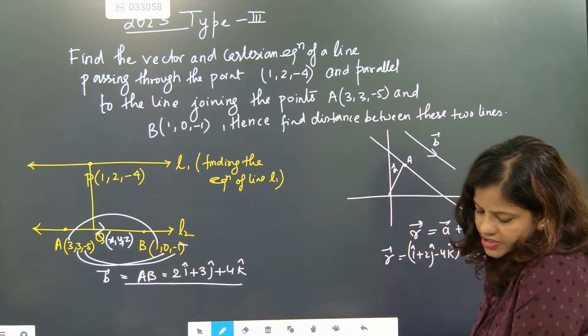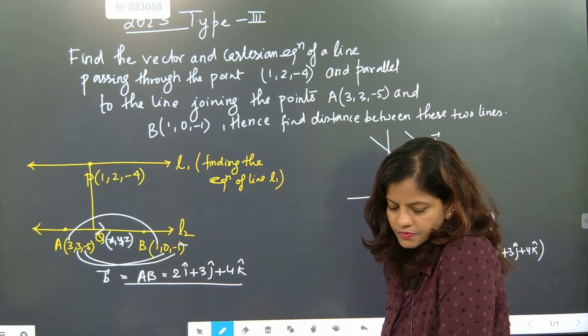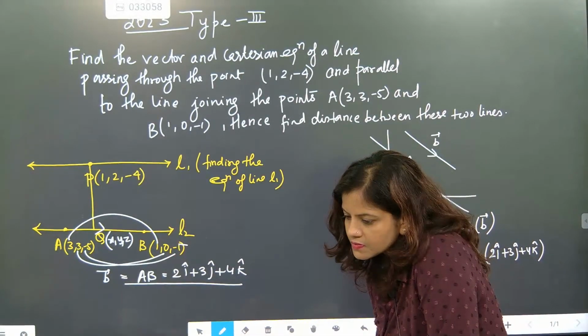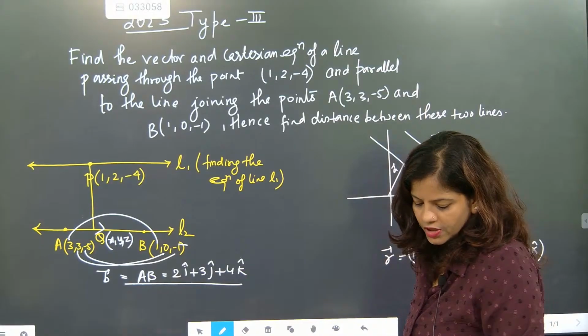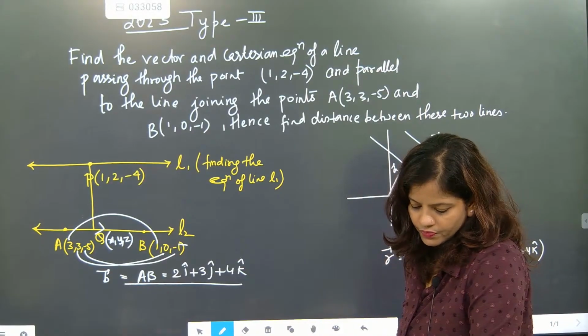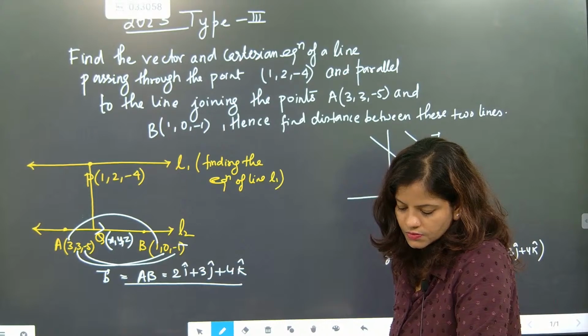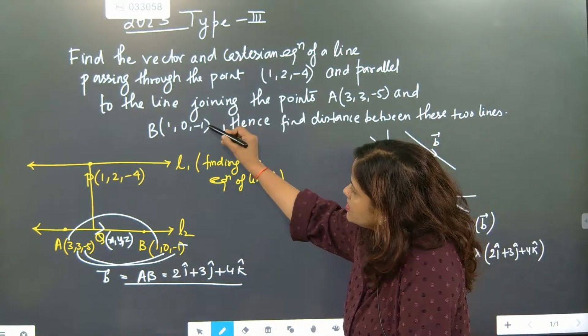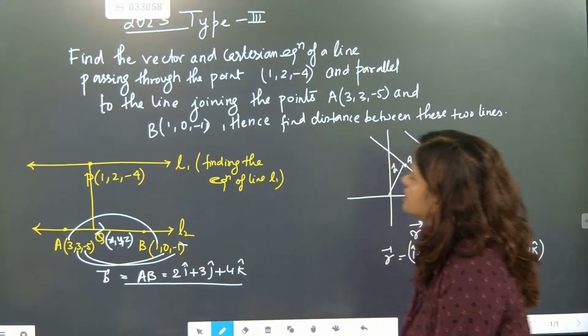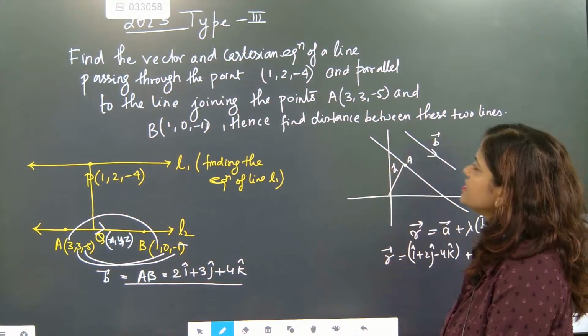Is it done, beta? Check. Correct only. Plus 4k. Here I missed 11, it is there. So minus 5 plus 11 is 6.